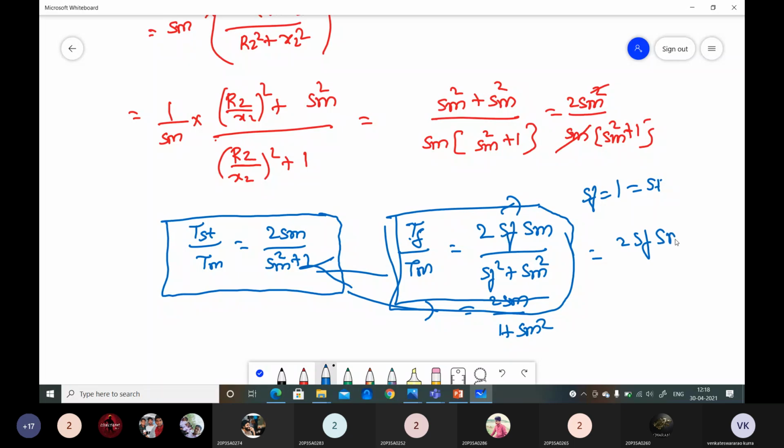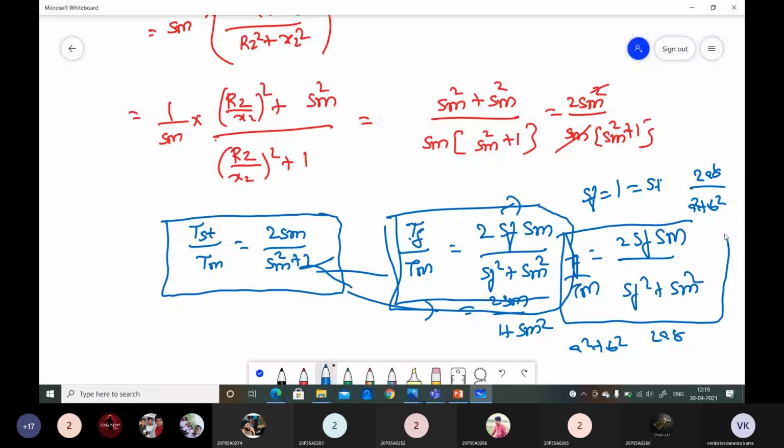So 2 S_F S_M by (S_F square plus S_M square). This is like (a plus b) whole square: a square plus b square and 2ab. In the numerator we have 2ab and in the denominator just a square plus b square. This is to remember the formula for full load torque to maximum torque. I hope it is clear to everyone. If you have any doubts, ask me. Otherwise, you can leave.